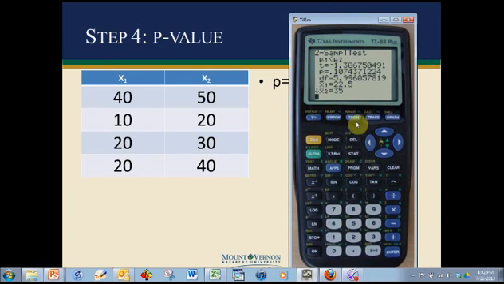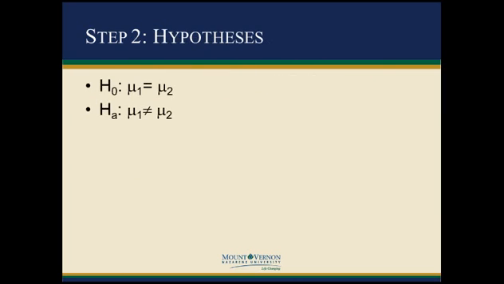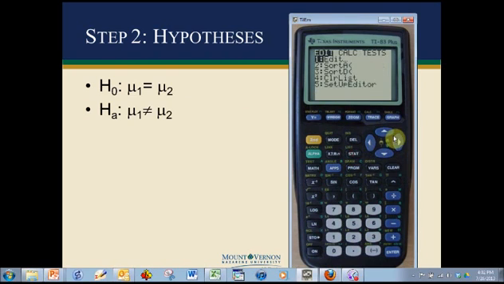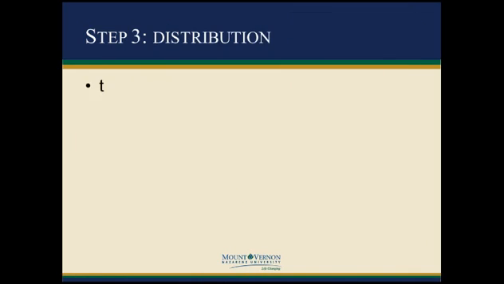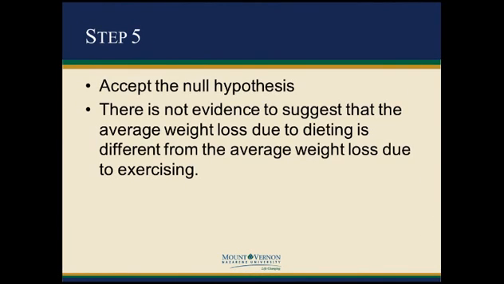But that's a one-tailed test there, where mu1 is less than mu2. That's not what we had back here. It was that they're equal or not equal. And if we're going to match that, then when we do this hypothesis test, it better look like this right here. And that's what it should look like. So anyway, my p-value is 0.2148, or rounded up to 0.2149, which means that I accept the null hypothesis, and there is not evidence to suggest that average weight loss due to dieting is different from average weight loss due to exercising.